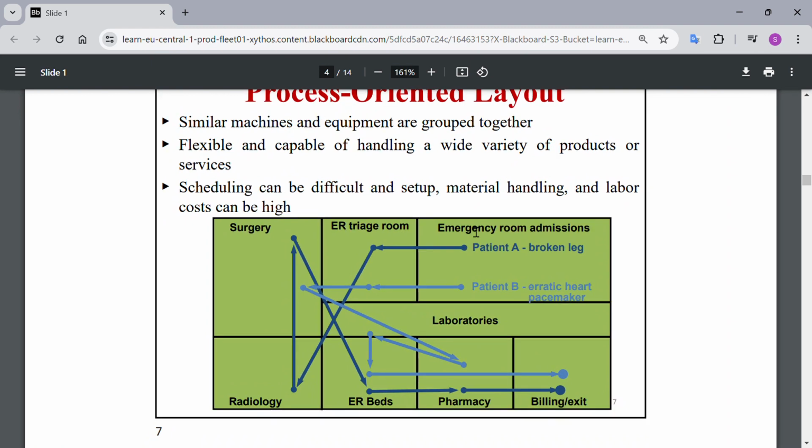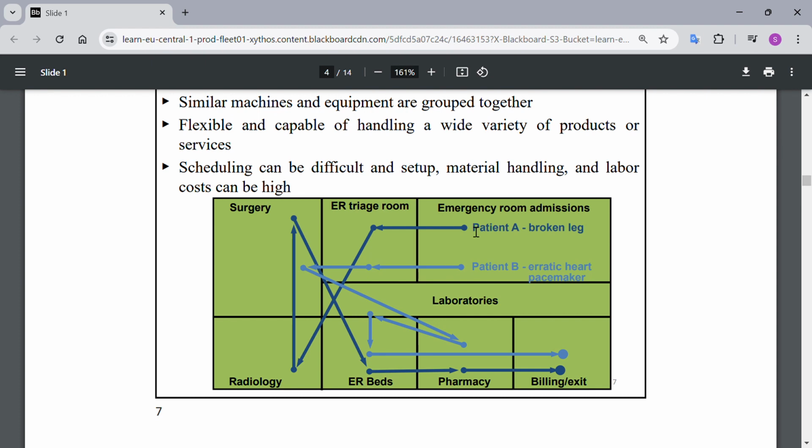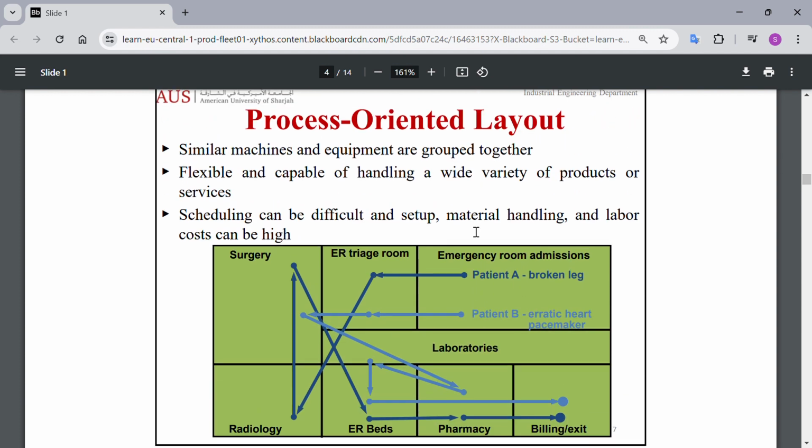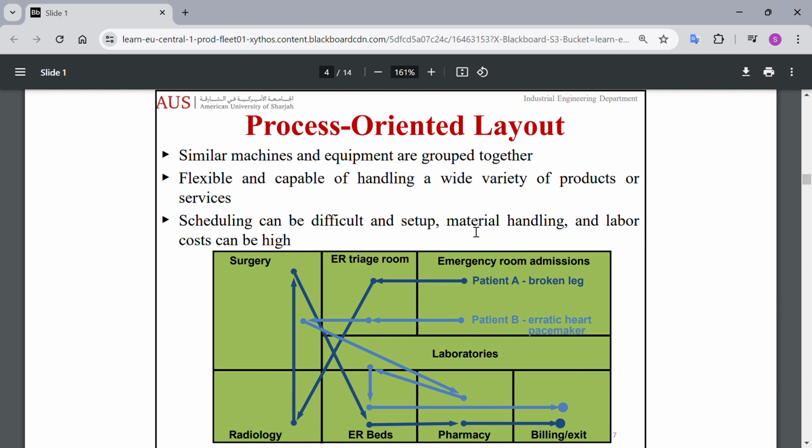So there's surgery, ER, triage room, emergency room, admissions, laboratories. This is an example of a hospital. And it's important, the distance between different rooms and different departments, because there are some considerations. For example, for blood and stuff like that, you don't want that to be near the ER or the OR, operation room, for hygiene purposes like this. So it's important to have some distance between them.